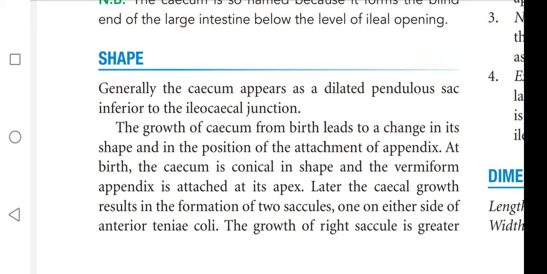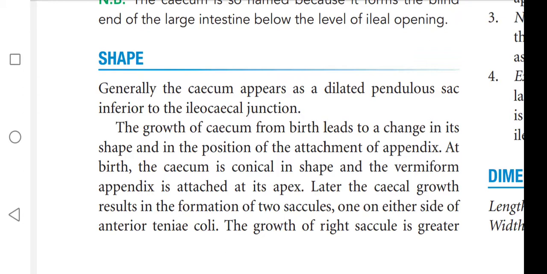The growth of the cecum from birth leads to a change in its shape and in the position of the attachment of the appendix. At birth, the cecum is conical in shape and the vermiform appendix is attached at its apex.